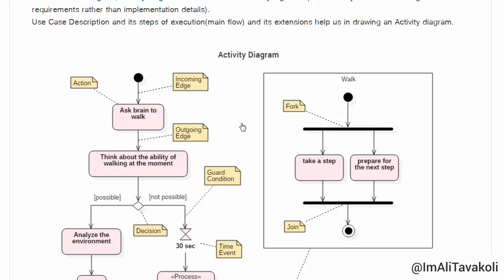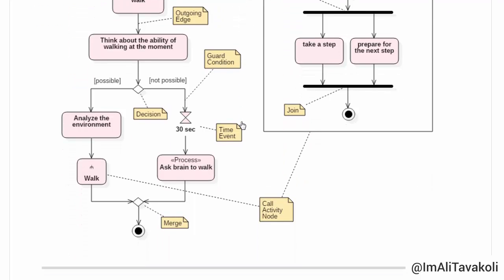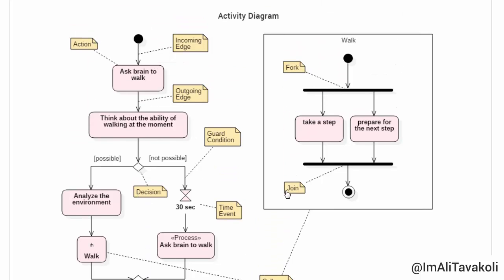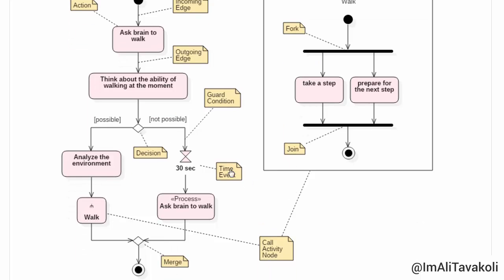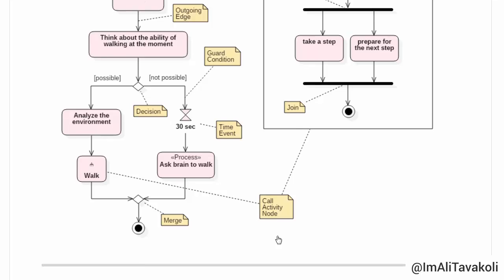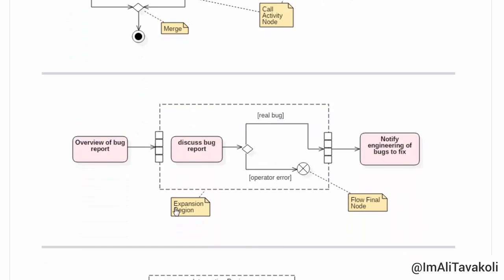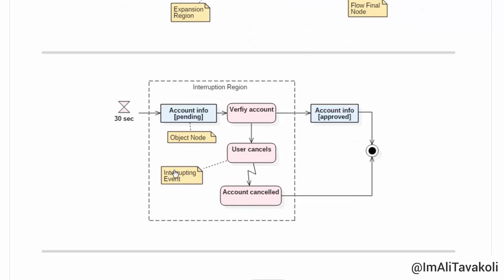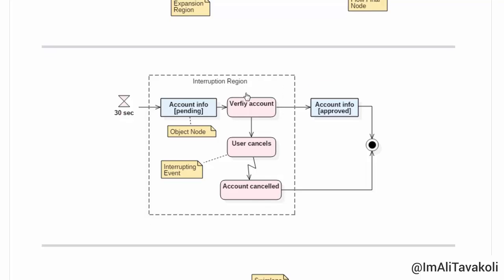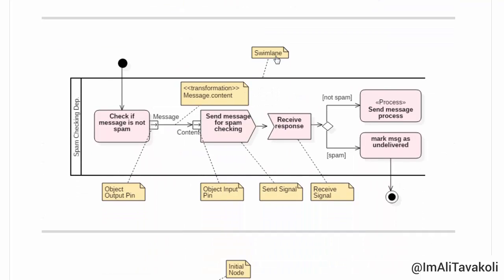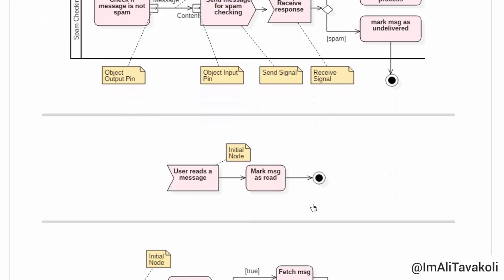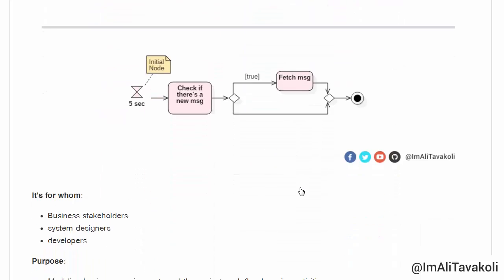So in our example, we will understand what decision and merge notations are, what fork and join notations are, time event, call activity node, expansion region, flow final node, object node, interrupting event, interruption region. What are these? Swim lane, object output and object input, signals, send or receive, and some other terms.